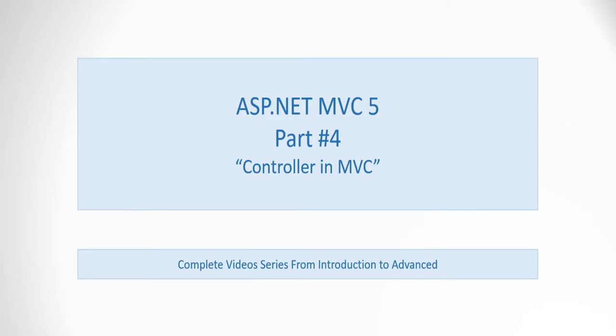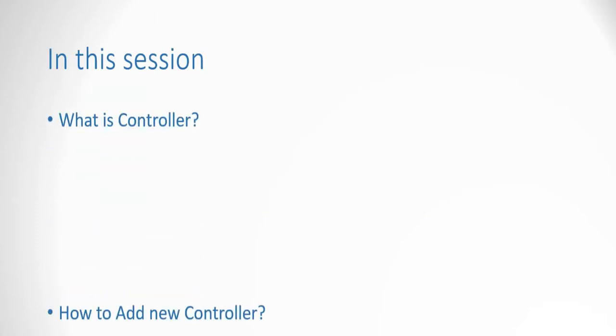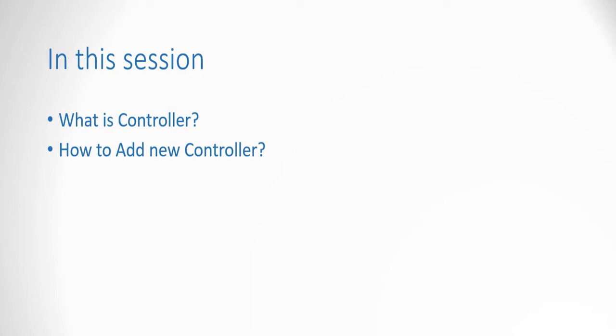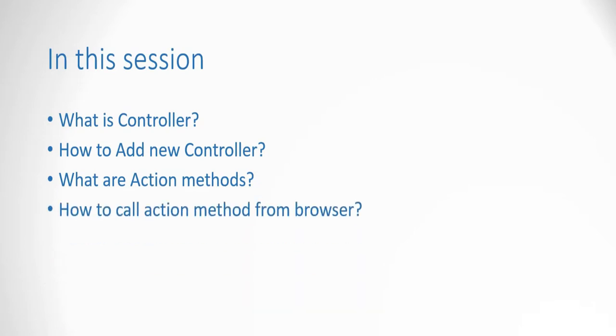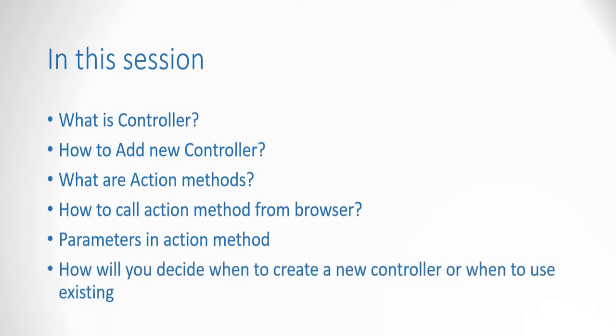This is the fourth session. In the third session we learned the folder structure of an MVC application. In this session you will learn about controllers in MVC. So let's start. You will learn what a controller is, how to add a new controller to our project, what action methods are, how to call an action method from the browser, parameters and action methods, and how to decide when to create a new controller or when to use an existing one.